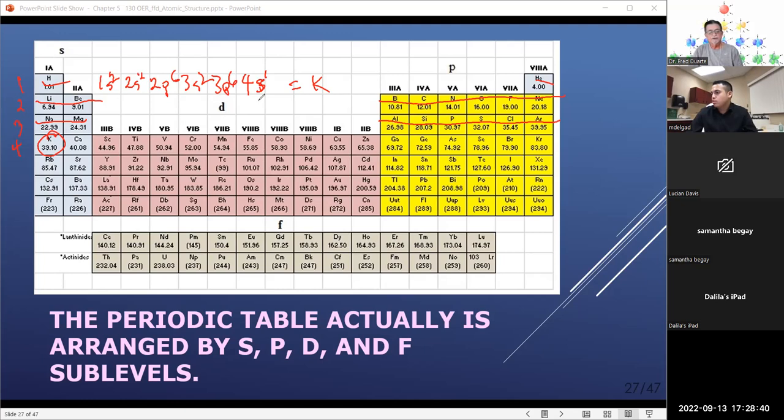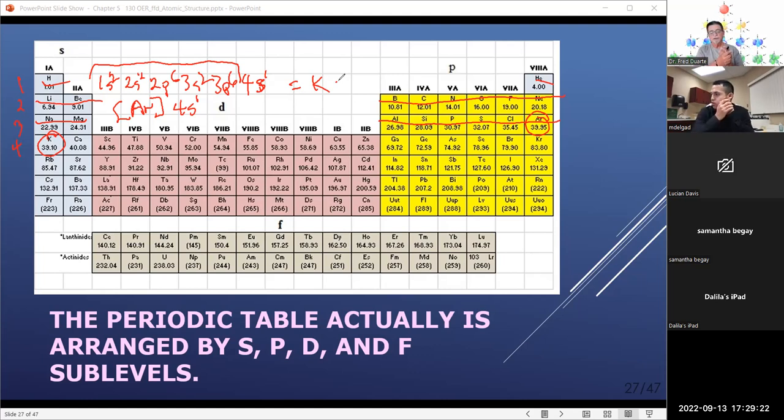Okay, so this is the longhand way. You can do what's called the shorthand way. And the way you do that is you look at the element and you look for the noble gas preceding it. Here's potassium, the noble gas preceding it is argon. So we can write argon in brackets, okay? And then write 4s1, okay? Because this is the electron configuration for argon: 1s2, 2s2, 2p6, 3s2, 3p6. So we can write it either the shorthand way or the longhand way.